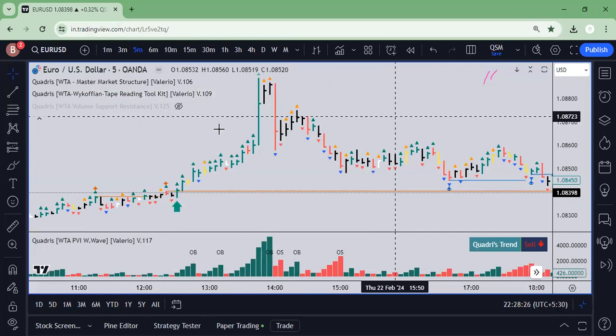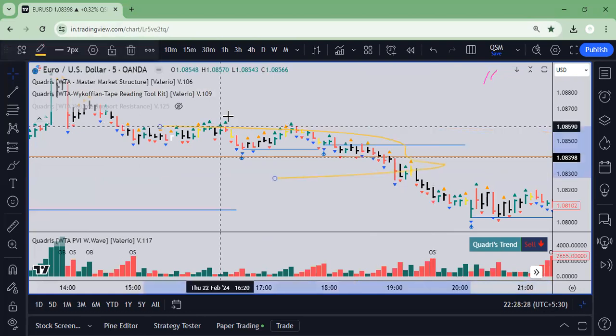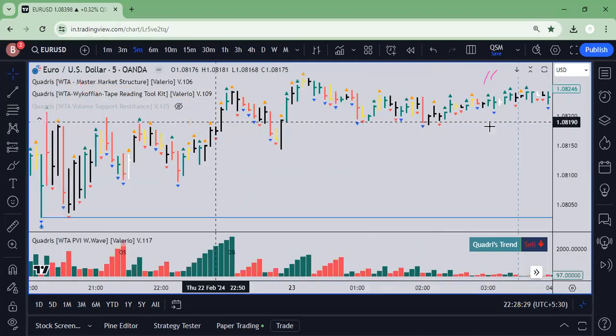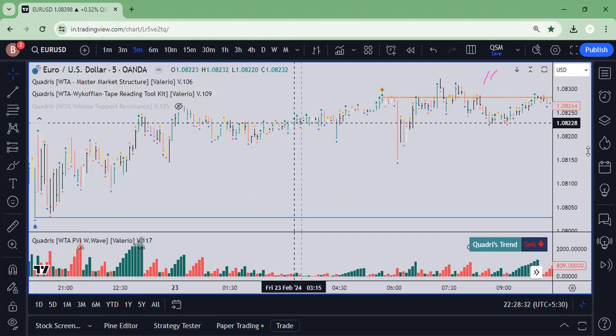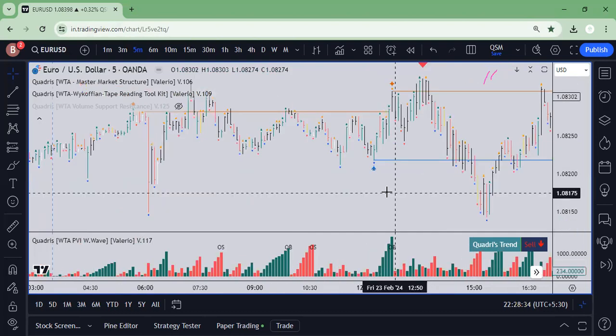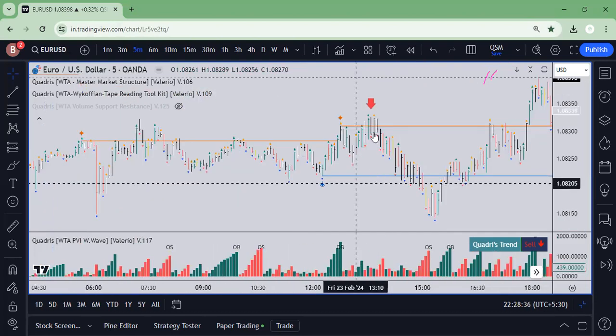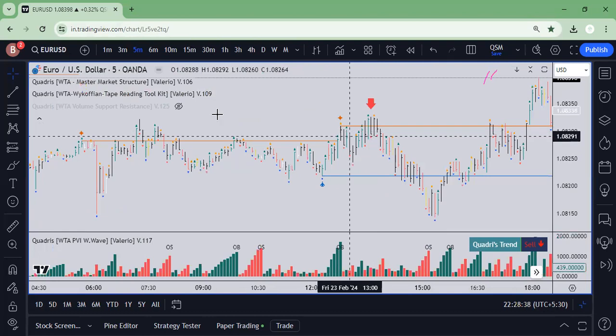This was my second trade. After that, on 23rd, this is again an upthrust trade, leaning against the structure. This is a resistance. Price went above, and this is the bar I went short.